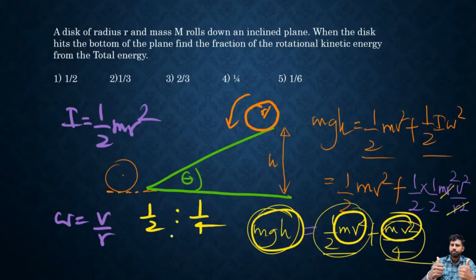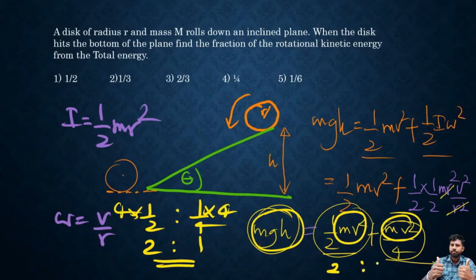Just like we did earlier, now we have fractional values, so we need to clear the fractions. I'm going to multiply by 4, the LCM value. Multiplied by 4 and multiplied by 4, I'm going to get 2 is to 1. So this is the ratio we have now. So 2 goes to linear kinetic energy and 1 goes to rotational kinetic energy.